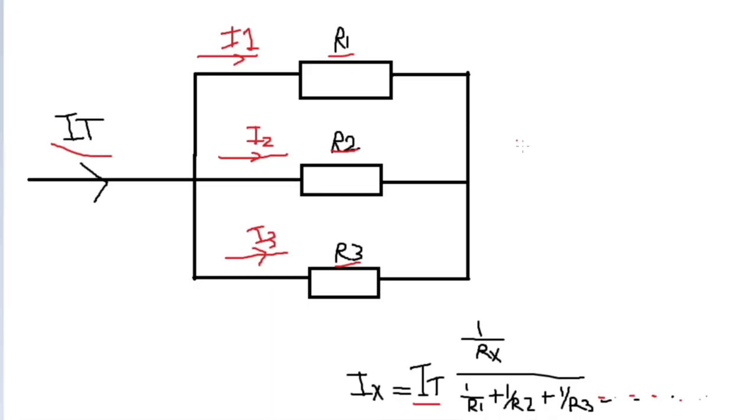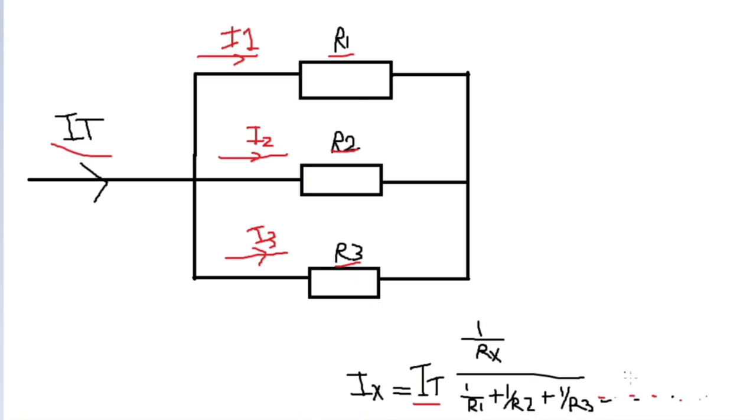Another case you could have is when you have 3 or more resistors in parallel, as you can see here. Let's say you wanted to find one of the currents in one of the branches, let's say I1. What would you do in this situation? You would use this formula right here.